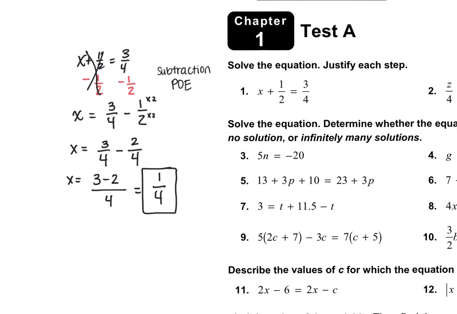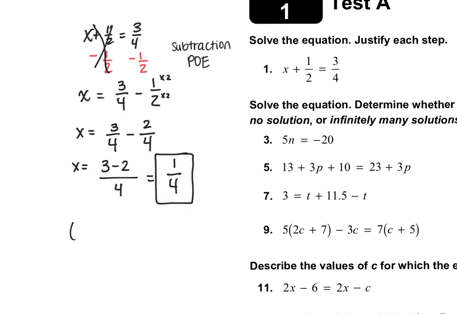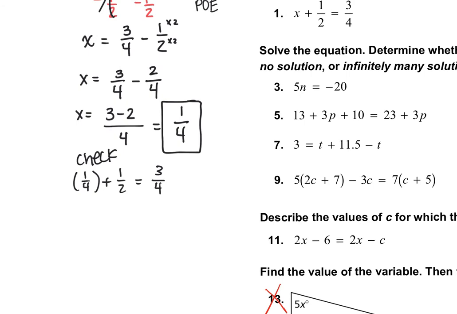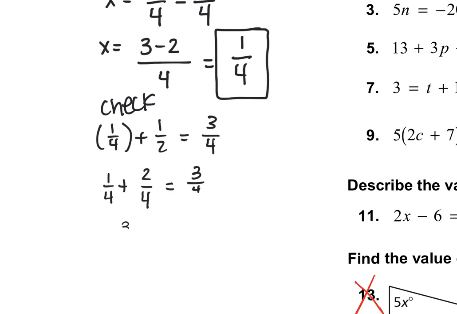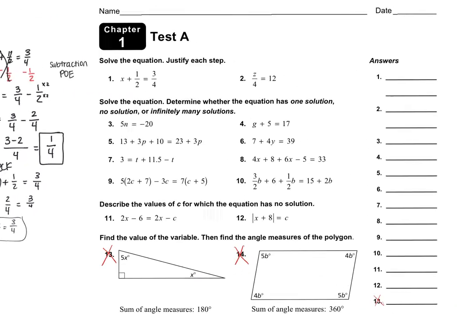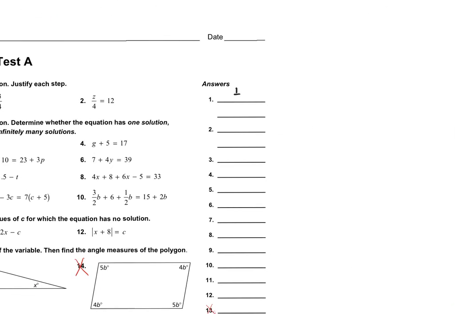It does not ask us to check. If you wanted to check, you would get x, which is 1/4, plus 1/2 equals 3/4. This is our check. And in our check, 1/4 plus 1/2 is 1/4 plus 2/4. From here, we would get 1 plus 2 is 3/4, and 3/4 does indeed equal 3/4. So that is number 1. The answer was x equals 1/4.